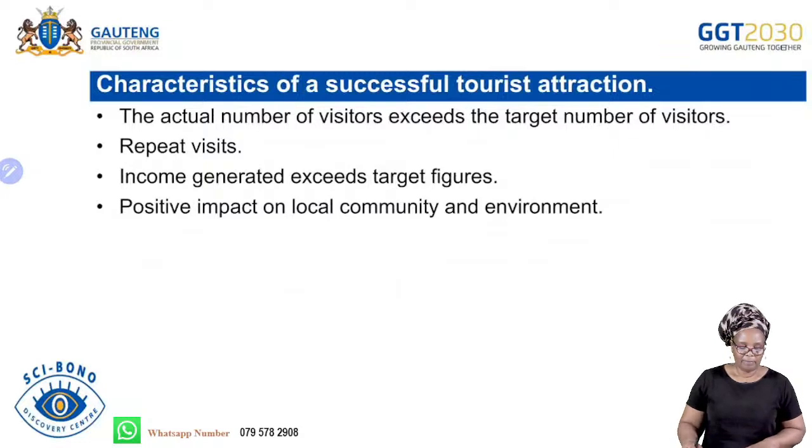The third one, we talk about income generated exceeding target figures. How are they going to get more income, more than what they have planned for, more than their target? It's simple. It's when they have more repeat visits from the tourists.